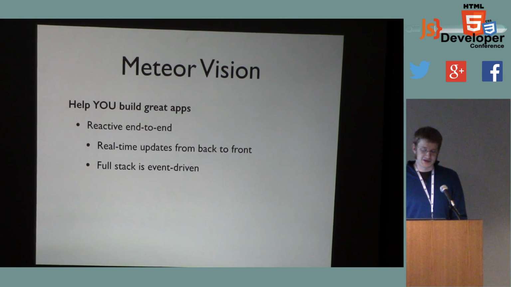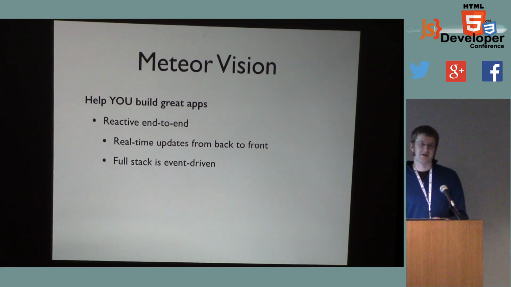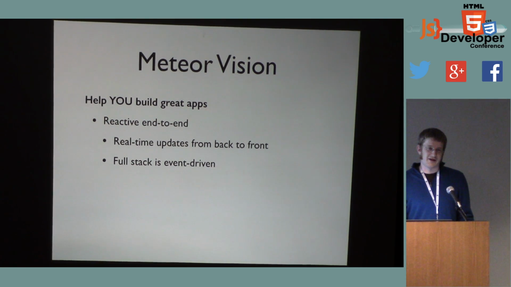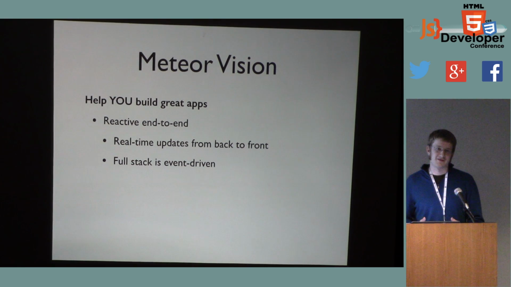So the Meteor vision at a technical level includes having end-to-end reactivity, meaning that you have real-time updates that go all the way from your database to the web browser, all the way from your data models to your templates. And the full stack is event-driven, which is just part of the whole reactive story that's really catching on these days, which is that you need to have events everywhere so that when something happens, the effects ripple throughout the system and you don't have any situations where something's updating every 30 seconds or it updates when you press refresh. And those things really just kind of slow down the system.